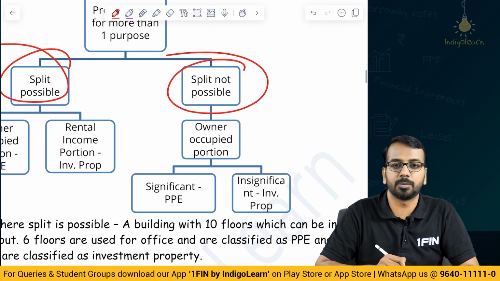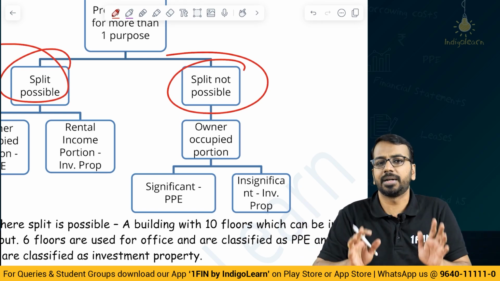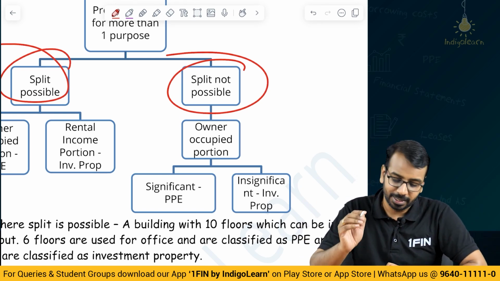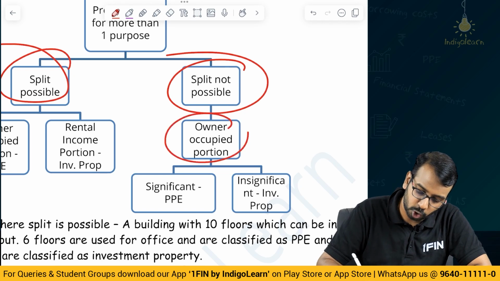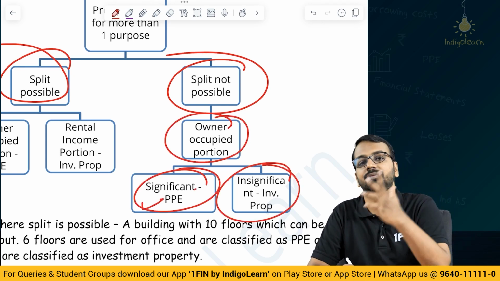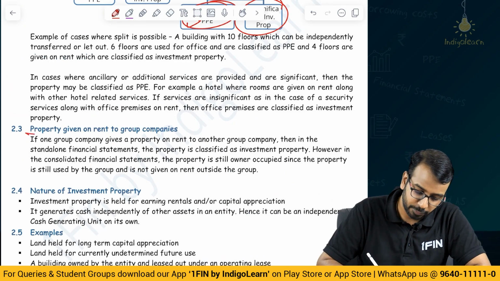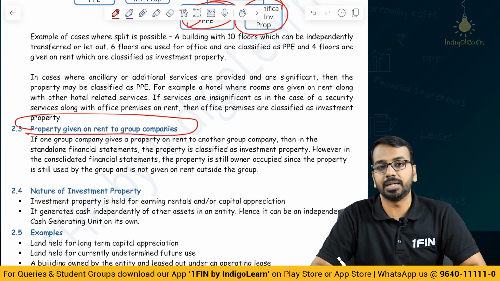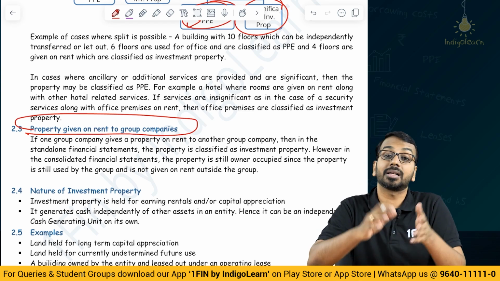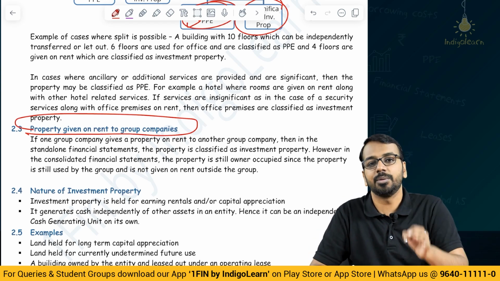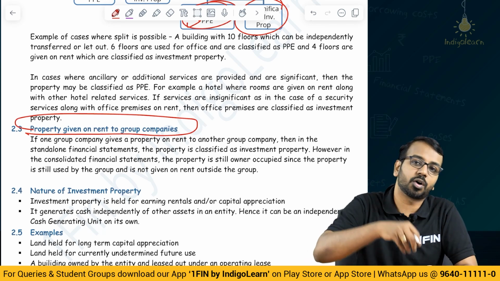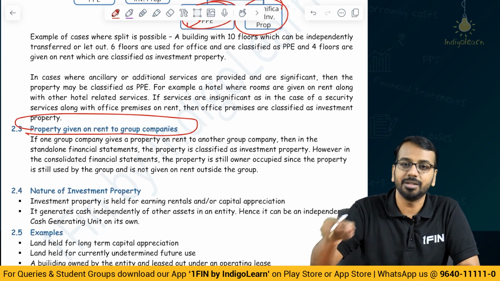Then if the split is not possible, I have a single floor, I cannot split it, but I keep on giving some part of it on rent. In that case, if the owner occupied portion is significant, then it is PPE. If it is insignificant, then it is investment property. Then, if a property is given on rent to group companies, in the standalone financial statements you will show it as investment property, but in the consolidated financial statements it will be treated as property, plant and equipment, because for the group, you have not let that property outside the group.